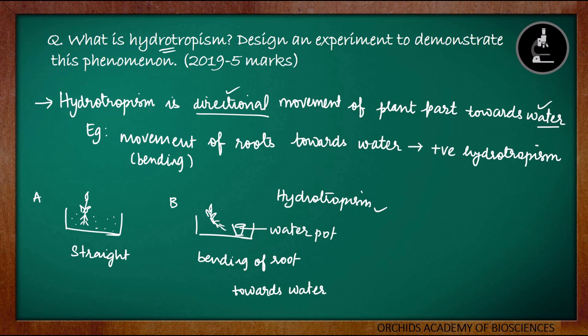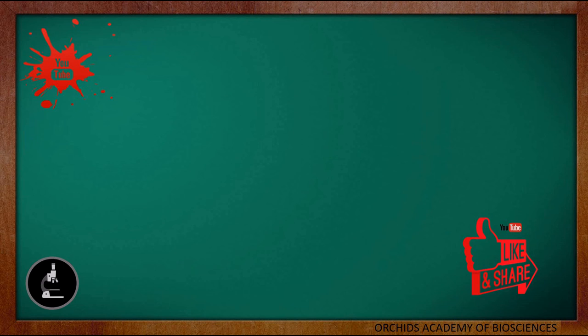So now I think you're clear with various types of tropism and hormones in plants. With this, we come to the end of this video. In the next video, we will be discussing about the hormones in human beings. With that, we will come to the end of this entire chapter.